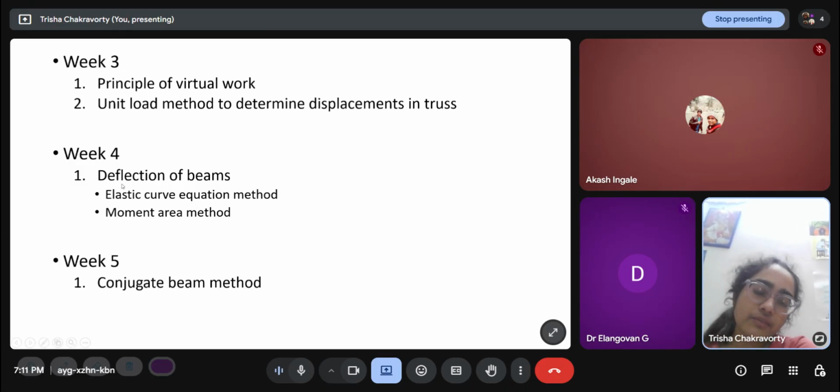But while the elastic curve equation method is a method from the first principles and gives us the entire deflection profile, for conjugate beam method and moment area method, we have to choose which points we are working with. So only at those points we'll get the deflection and slope. So it is a shorter method, but it also gives us less information.